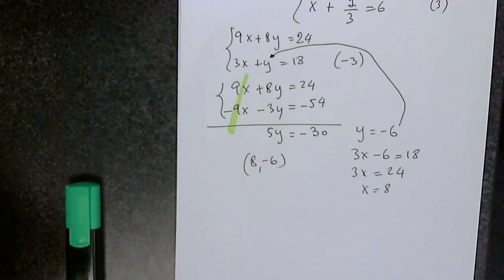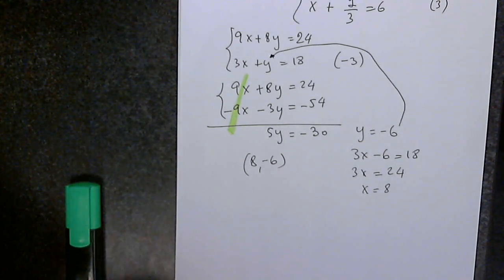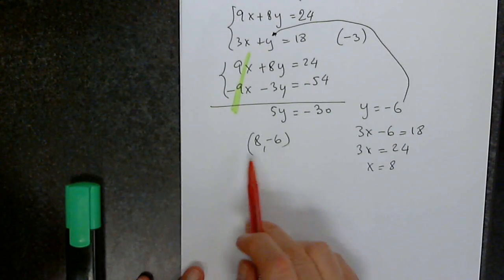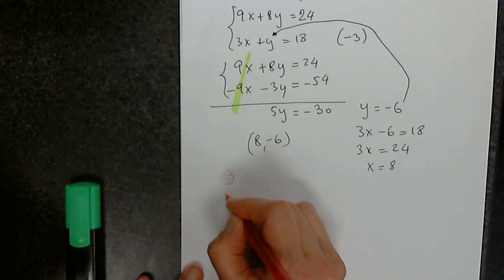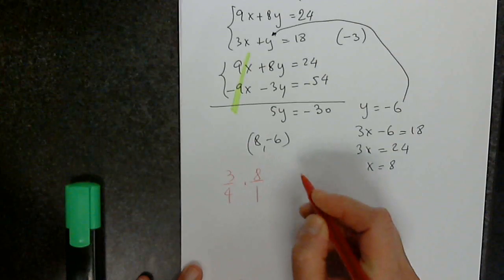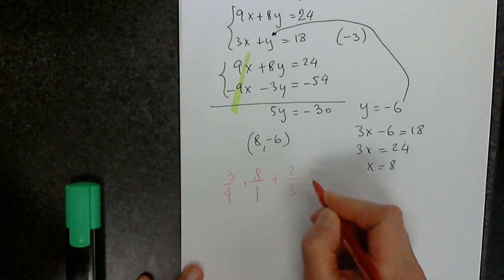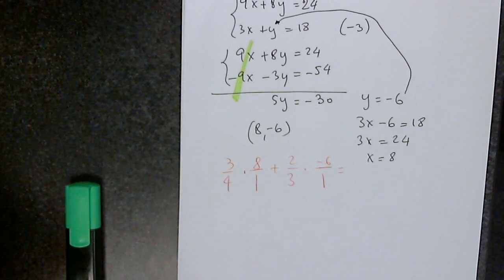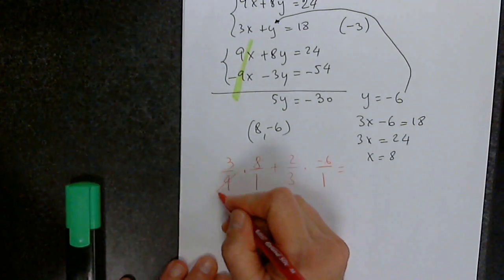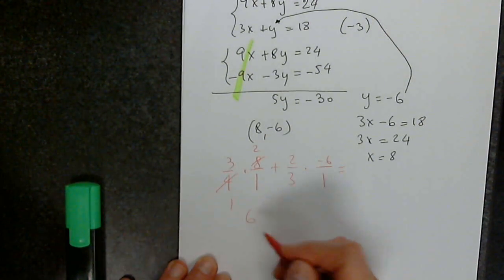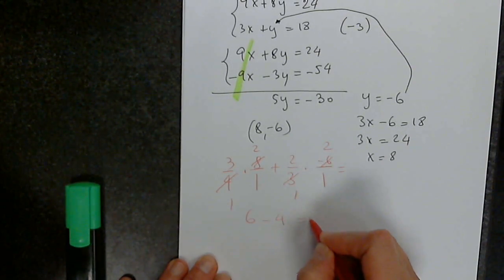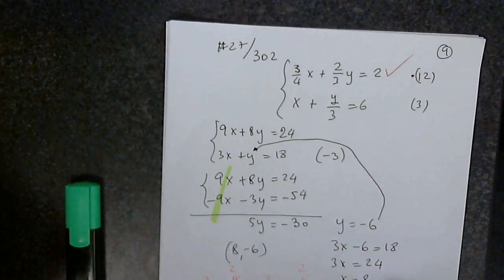I am not certain. And even if I were, I would go back and check. So I'm rewriting the first equation with x and y that I just determined. 3 over 4 multiplied by 8 over 1 plus 2 over 3 multiplied by negative 6 over 1. And I want to see if this is 2. Simplify. So this is 6. Simplify. So this is minus 4. Yes, it is 2. It works in the first one.